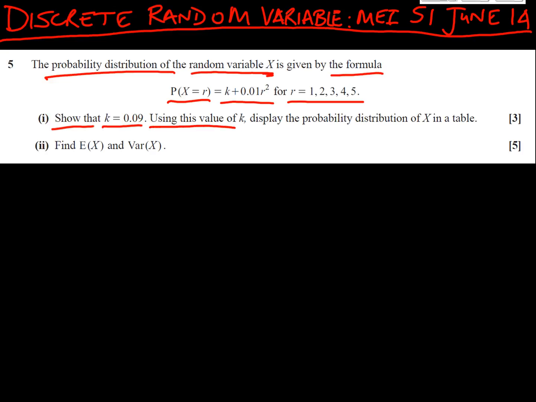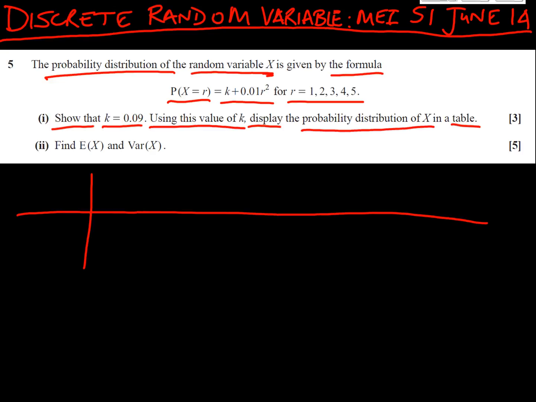And then using this value of k, display the probability distribution of X in a table. I'm going to use the table approach from the start because it makes life a lot clearer as we do our calculations, so I'd recommend you do it. The first thing we do is draw out the parts of our table, and in our top row we always put the values of r. So what are the valid values here? 1, 2, 3, 4 and 5.